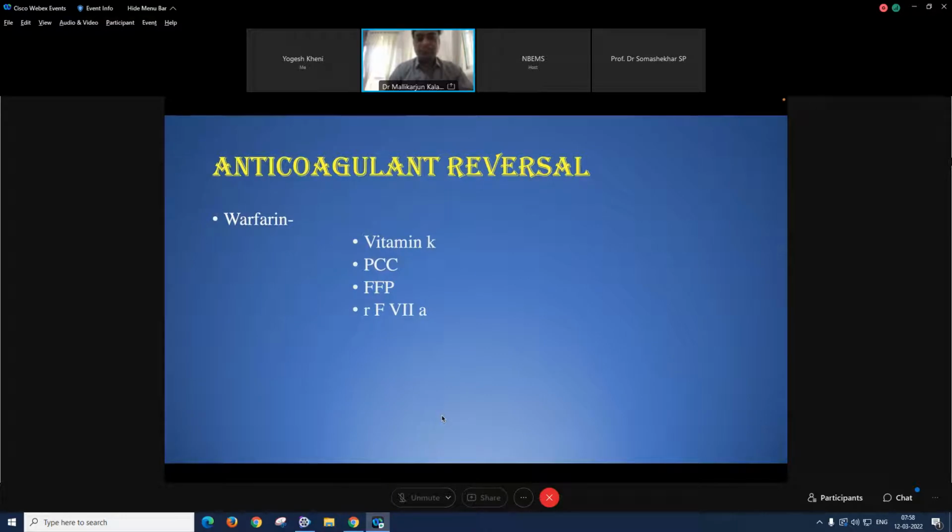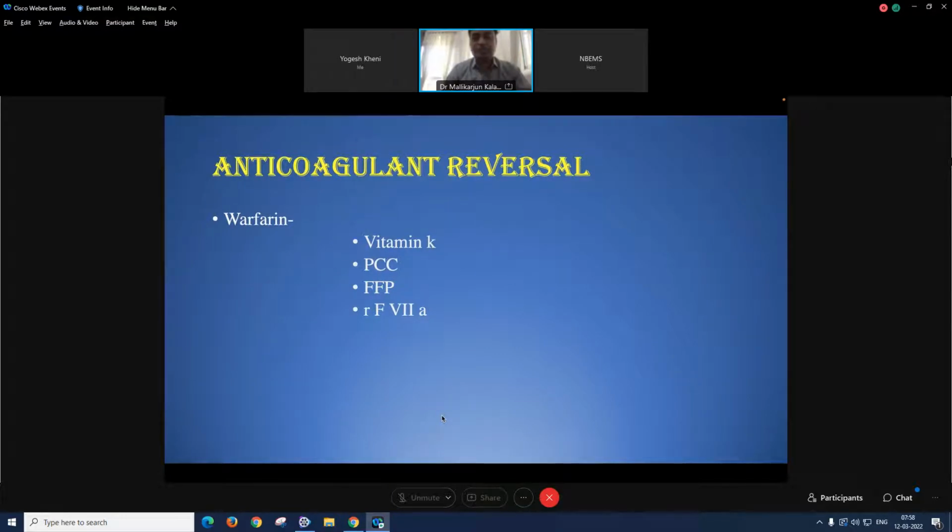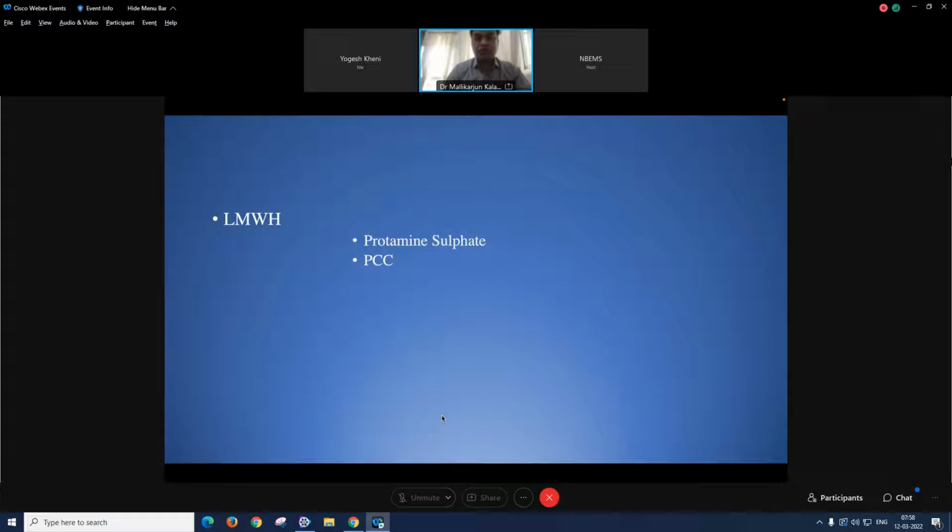Anticoagulant reversal is important because sometimes you get a patient who needs surgery and has been on a blood thinner. So I'll just briefly tell you, if the patient is on warfarin, you use vitamin K, prothrombin complex concentrate, FFP, or recombinant factor 7, depending on how soon you want to reverse it. For low molecular weight heparin and unfractionated heparin, use protamine sulfate. And for newer anticoagulants, again, prothrombin complex concentrate can be used. If somebody has been on dabigatran and comes to us with intracranial hemorrhage or acute bleeding, adalimumab is something which is available, and that's an antidote for dabigatran.